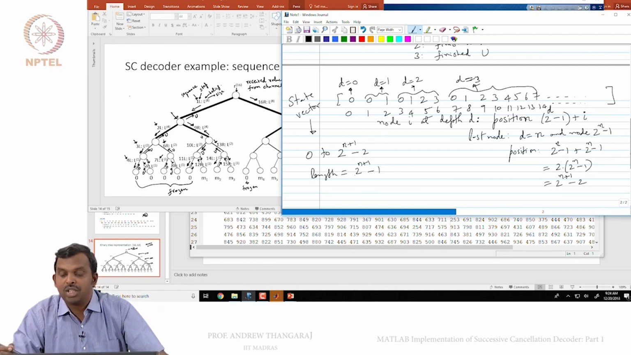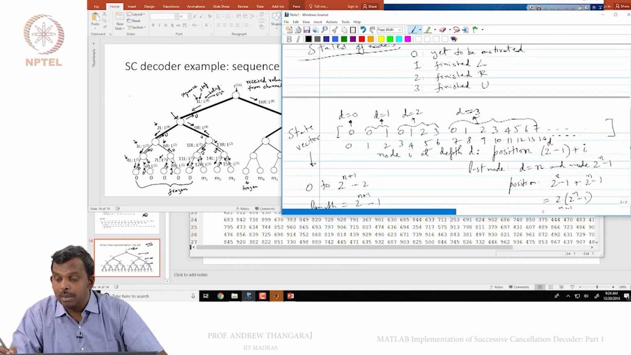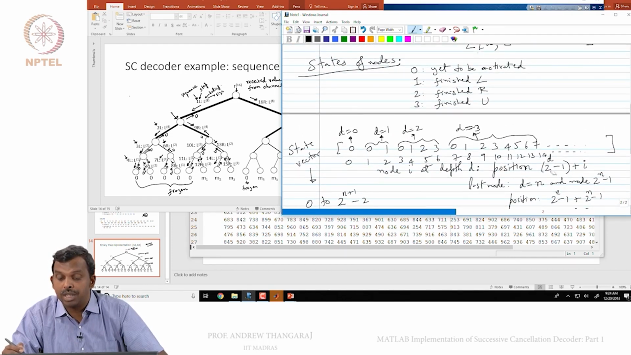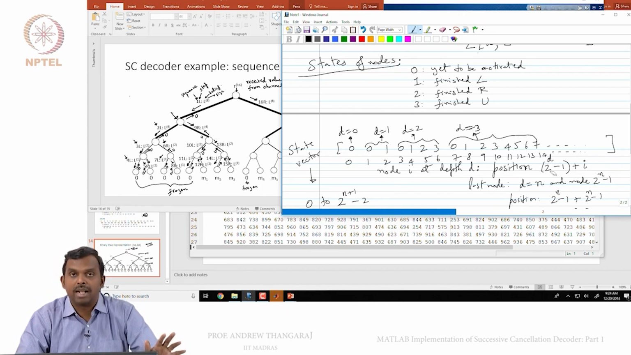So we'll be a little efficient in storing the states. Once again, what is the state vector? Initially it will store all zeros, and once a particular node has completed a certain operation, it will switch into either 1, 2 or 3. So with this, we are ready to start writing the program.